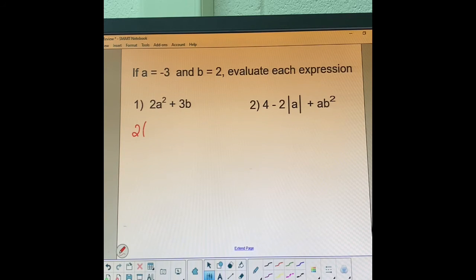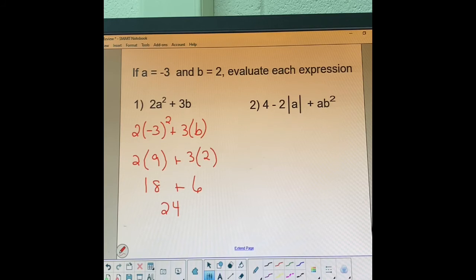After you plug in A is -3 and B is +2, you're going to use the order of operations to evaluate each expression. PEMDAS: always do parentheses first, then don't forget to do your exponent second, then multiply or divide in order from left to right, and then add or subtract in order from left to right.